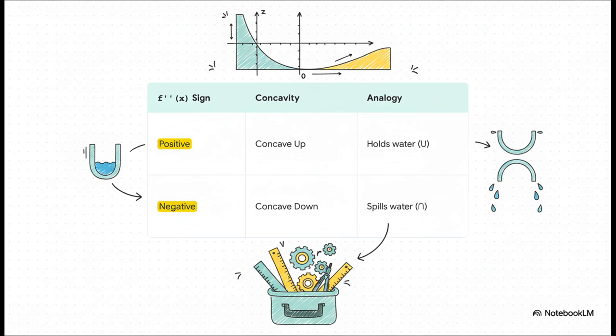When the second derivative is positive, the curve is concave up. Just think of it like a bowl or a cup that can hold water. But when it's negative, it's concave down, like a dome or a cap that would spill water. It's a super simple visual cue that tells us everything about the curve's shape.